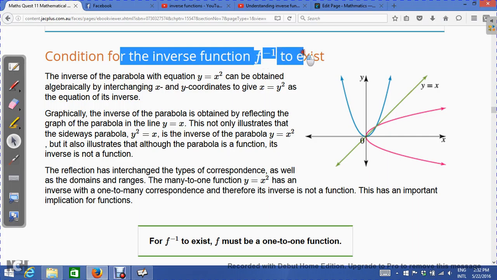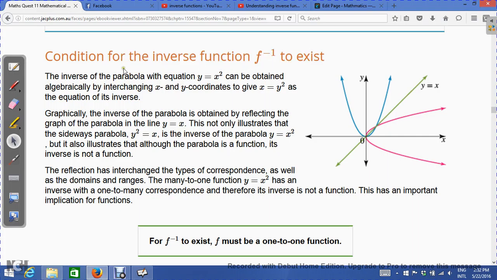Conditions for the inverse function to exist. The inverse of a parabola with equation y equals x squared can be obtained algebraically by interchanging x and y to give x equals y squared, which is the equation of its inverse. So on the side we can see in blue y equals x squared. In the purple, that's our x equals y squared, or y equals the plus or minus square root of x. Okay, we had a look at that in chapter 6.5, I think, looking at the y squared equals x graph.